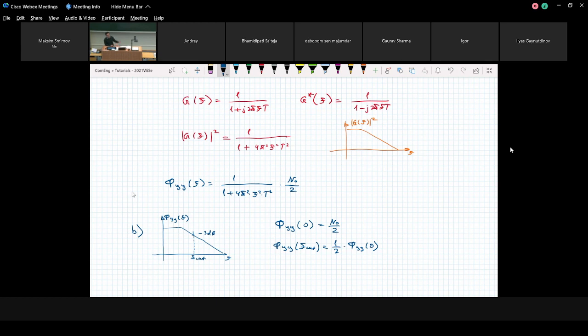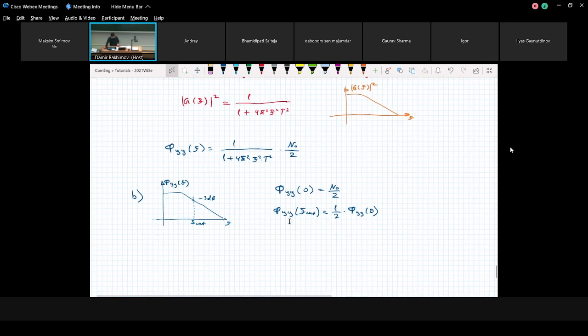What we have at 0 is 2 times smaller. So you have to know what is N0 by 2. So what is the value of the power spectral density at 0? And do you know what the power spectral density is in general? What's the expression for it?